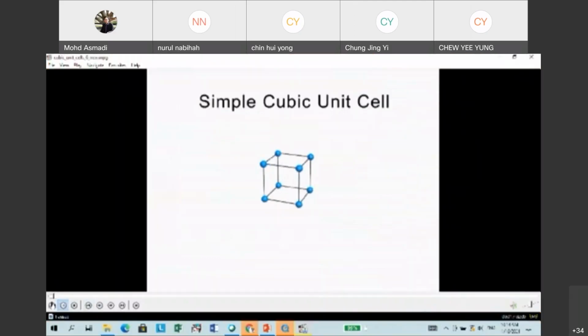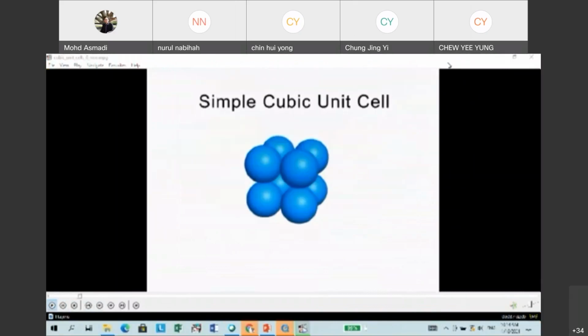Okay, can you see this video? Let's see the cubic unit cells. Okay, you see this video, right? Hope that you can see this video now. This is a cubic unit cell. Okay, simple cubic unit cells.